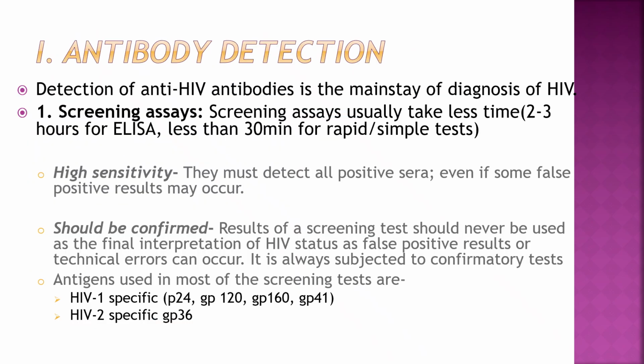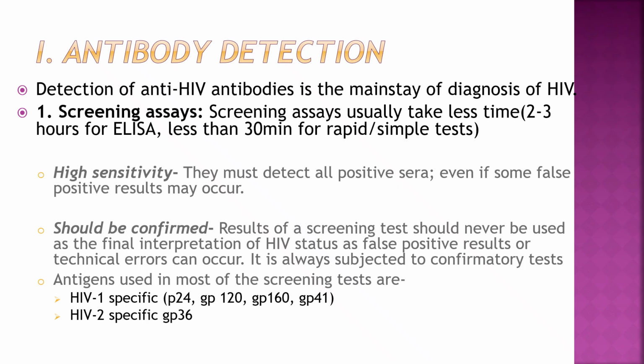So first is antibody detection. Detection of anti-HIV antibodies is the mainstay of diagnosis of HIV. Screening assays usually take 2 to 3 hours for ELISA and less than 30 minutes for rapid or simple tests. They have high sensitivity, they must detect all positive sera even if some false positive results may occur. Results should be confirmed. Results of a screening test should never be used as a final interpretation of HIV status, as false positive results or technical errors can occur. It is always subjected to confirmatory test.